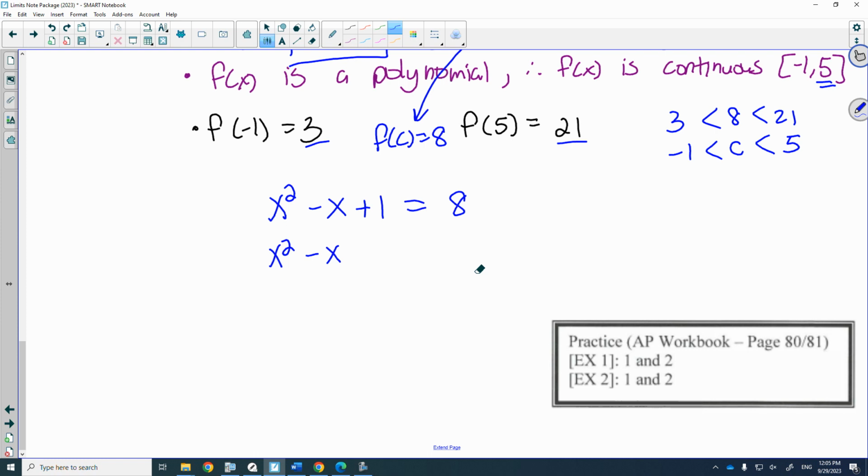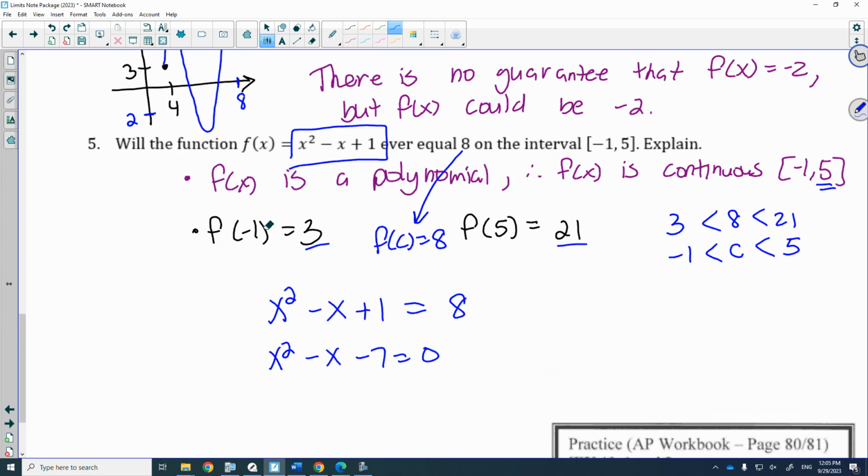Oh, I guess we don't even have to, they weren't actually asking for that because we won't be able to factor this. Minus 7 is equal to 0. The question is, will the function ever equal 8 on this interval? Explain.